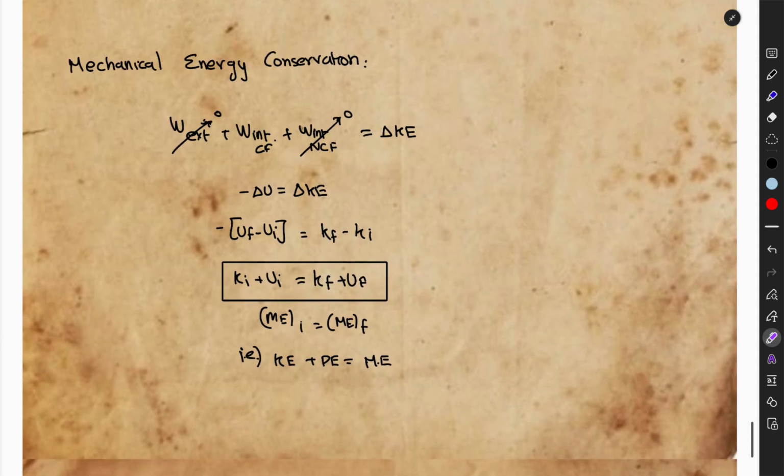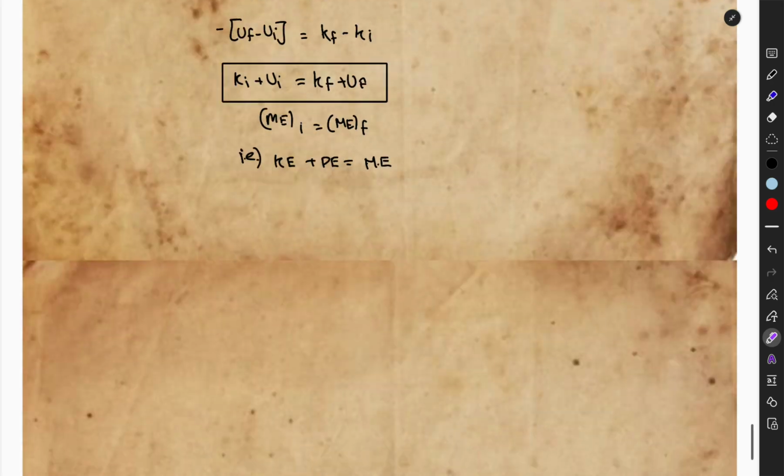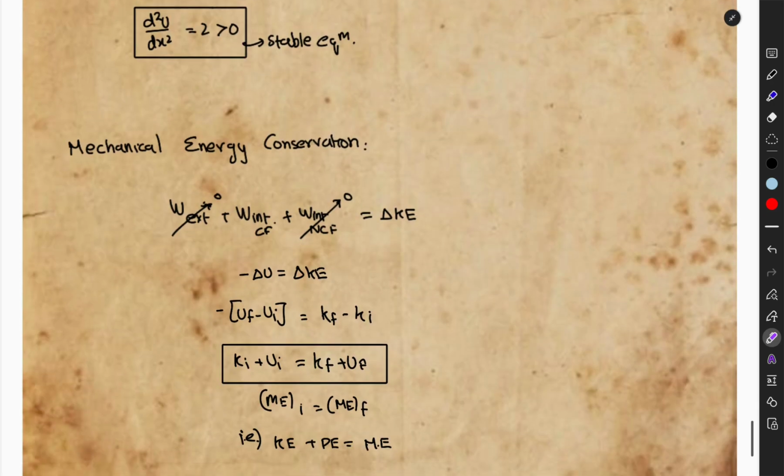The last but not the least thing is mechanical energy conservation, which is kinetic energy plus potential energy will be equal to mechanical energy. What this mechanical energy conservation says is kinetic energy initial plus potential energy initial will be equal to kinetic energy final plus potential energy final. This is the law. And we are completing this chapter with this.